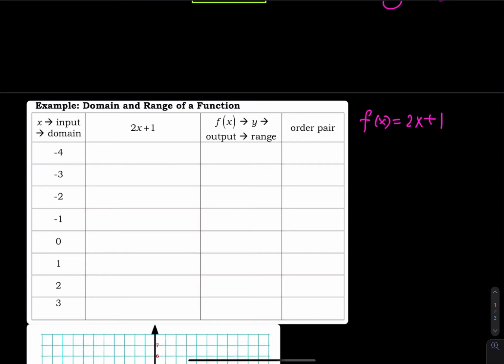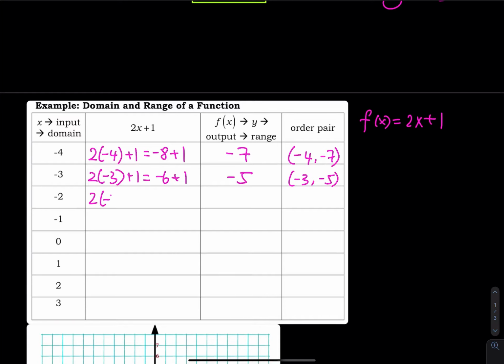All right, so when x is equal to -4, you double -4, and then you add 1 to it. So that is -8 plus 1, which is equal to -7. And then we get an ordered pair, -4 comma -7. Then when x is equal to -3, you have -6 plus 1, that is equal to -5, so -3 comma -5. Double -2, add 1 to it, so you have -4 plus 1, that is equal to -3, so you have -2 comma -3.